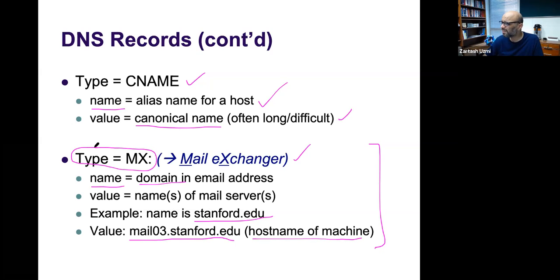www.stanford.edu. It is not a good idea to have email addresses like john@mail03.stanford.edu. So you would like to have john@stanford.edu. Okay, you would like to have tariq@lums.edu.pk. Okay, this lums.edu.pk really is a domain. How do you find out which machine is hosting that mail server? In order to find out which machine is hosting that mail server, you need this MX type of record.